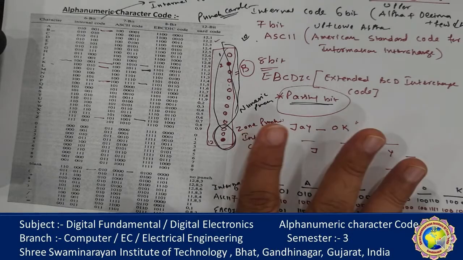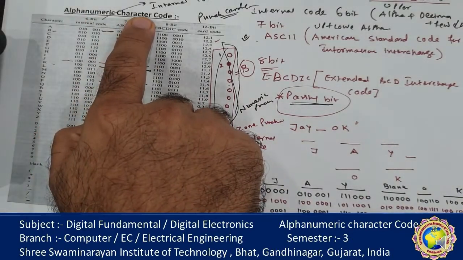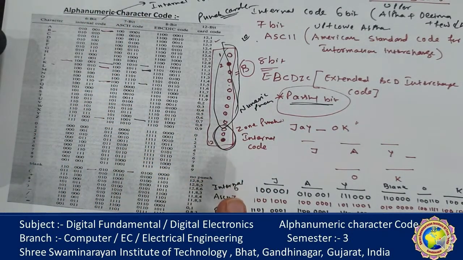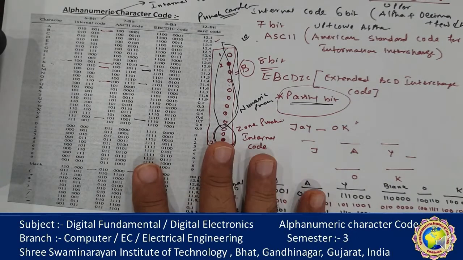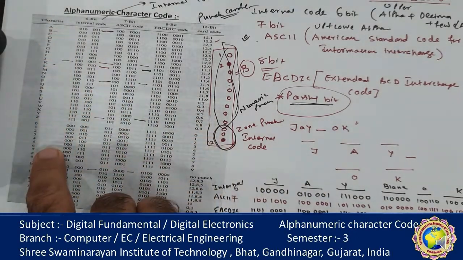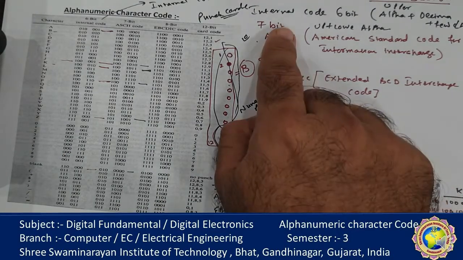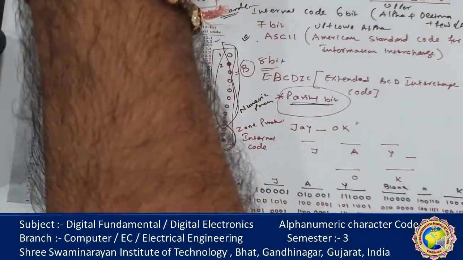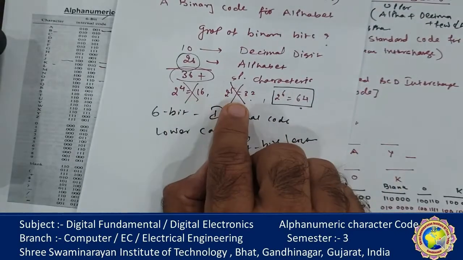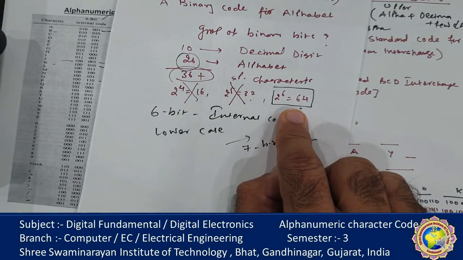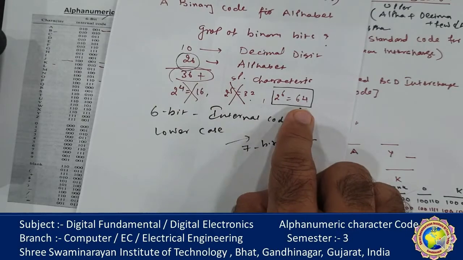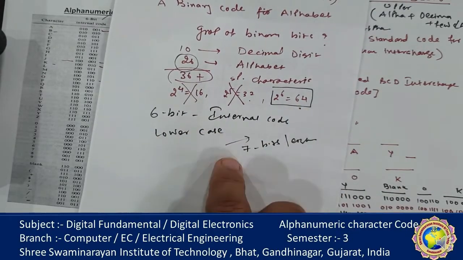So today we discussed the alphanumeric character code, which is required in digital computers because decimal digits are not sufficient, with only 10 combinations. In normal communication, not only decimal digits but also alphabets are needed to communicate from one place to another. So we start with 6-bit, because 5-bit and 4-bit are not enough; we need 64 combinations, more than 36. So 6-bit is known as the internal code.